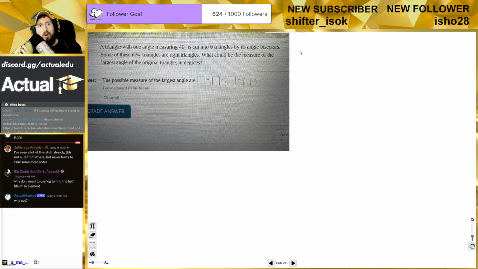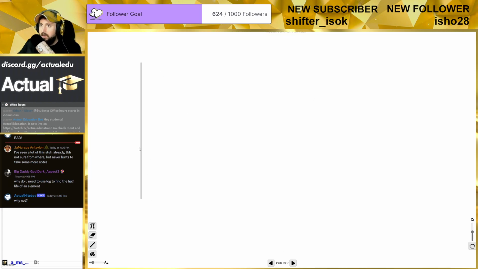Why do you use log to find the half-life of an element? Oh, that's very cool. That's because when things split, every certain amount of time they split in half. That's what a half-life means. Half-life is how much time it takes for half of the amount of stuff to go away. So if we look at a graph, let's say this is time and this is the amount of stuff. Let's say you started with 50 stuff, and then you're going to get down to 25.